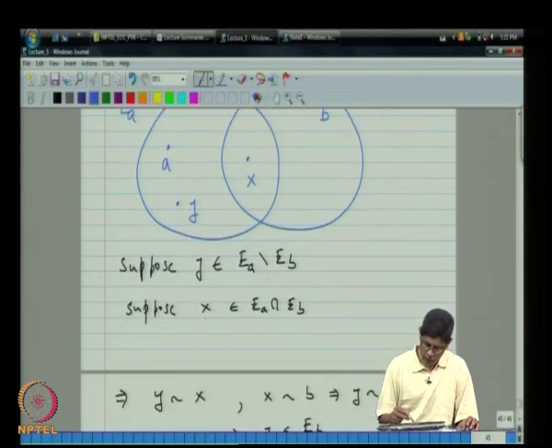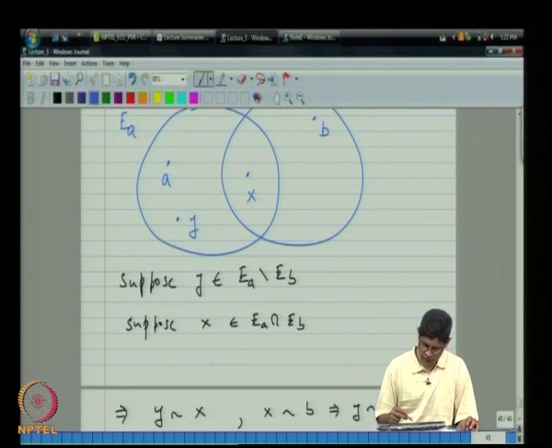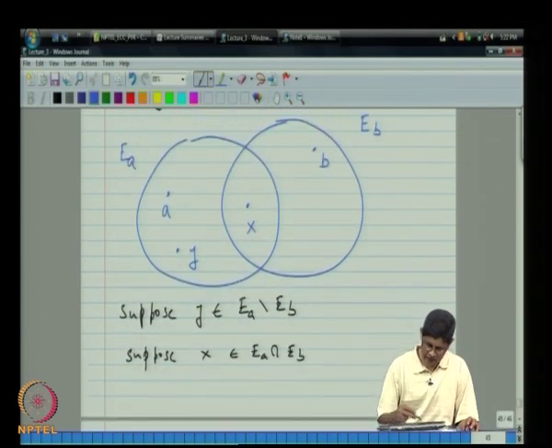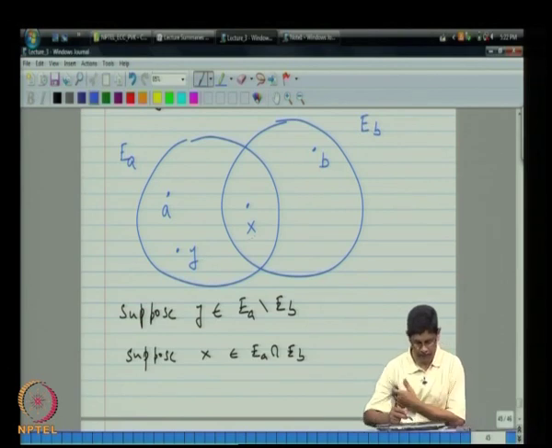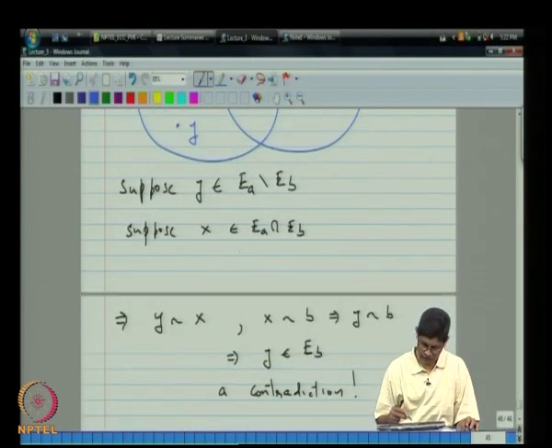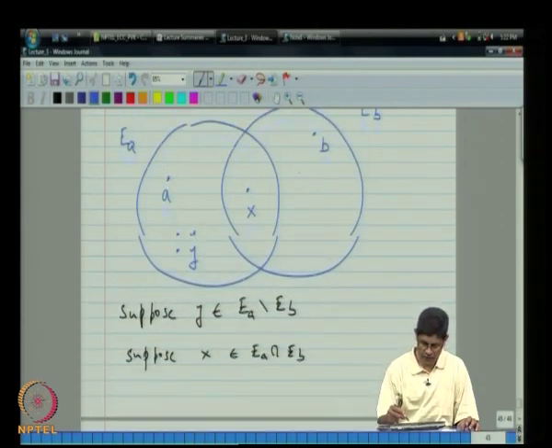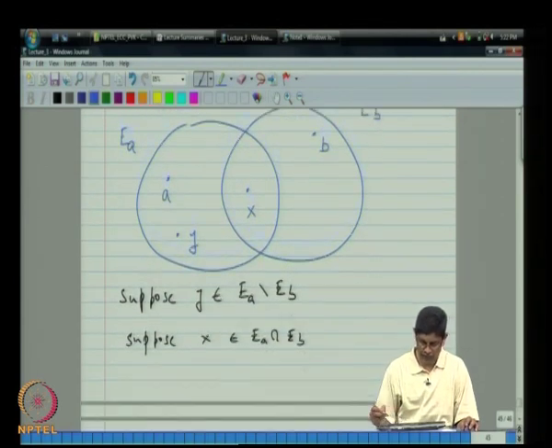And we know, however, that there is something in the intersection, and we have called that X. So, x belongs to the intersection, but this figure tells you that y and x are related, and b and x are also related. So, y is equivalent to x is equivalent to b, and by the transitive property y is equivalent to b. But that means that y belongs to EB, which is a contradiction because we assumed that it belongs to EA but not to EB.